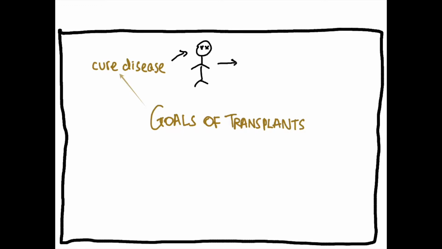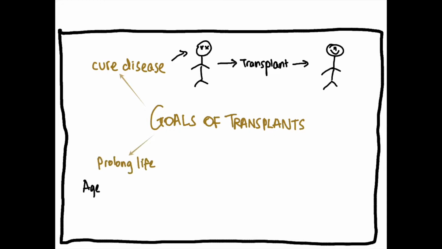The goals of transplantation are simple. We want to be able to cure the disease, and in doing so, we aim to prolong life. For example, extend a person's life from, let's say, hypothetically, 40 to 60 years old. If we can't do those things, we want to at least improve the quality of life.